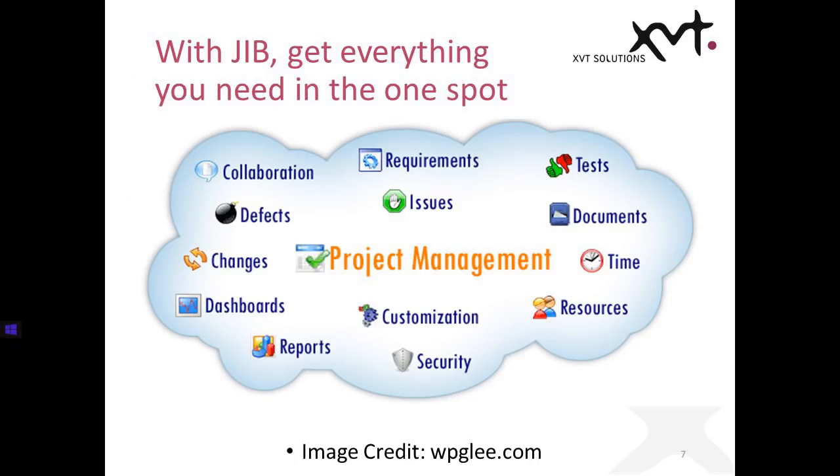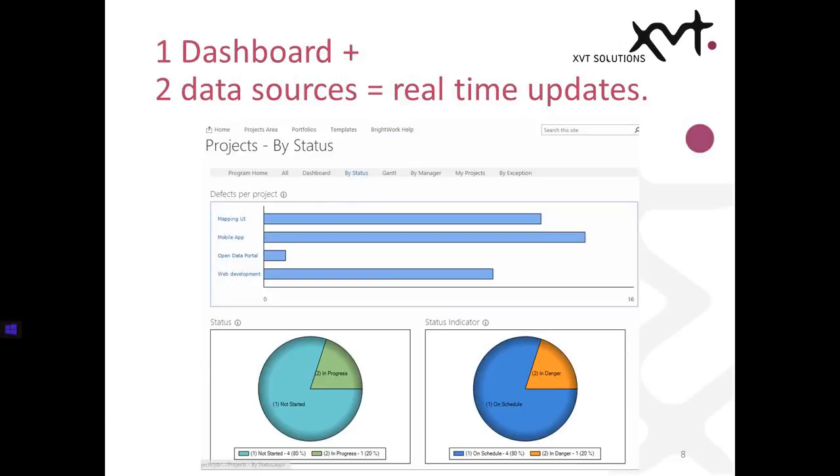But with JIB, you get everything you need in the one spot. All the aspects of the project management and development lifecycle. So in one dashboard in BrightWork, the two data sources, JIRA, BrightWork, you get real-time updates that can be viewed by the senior executive.